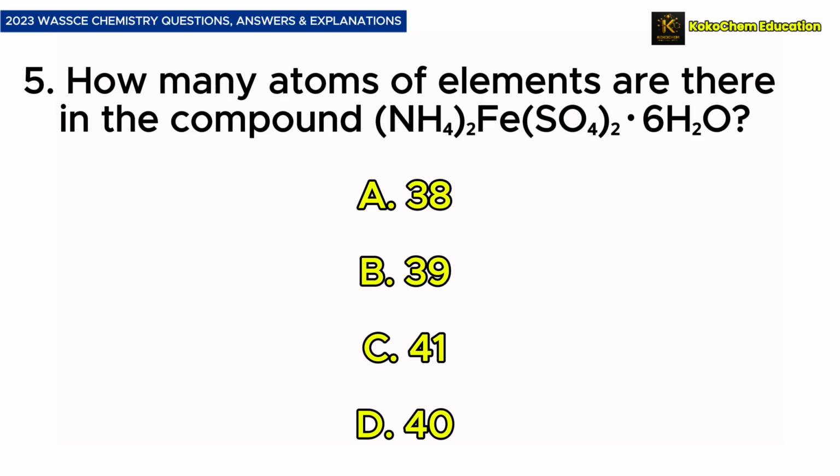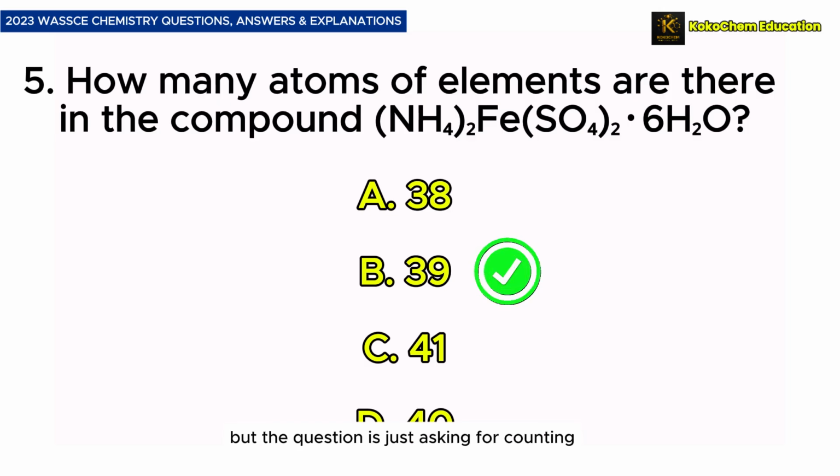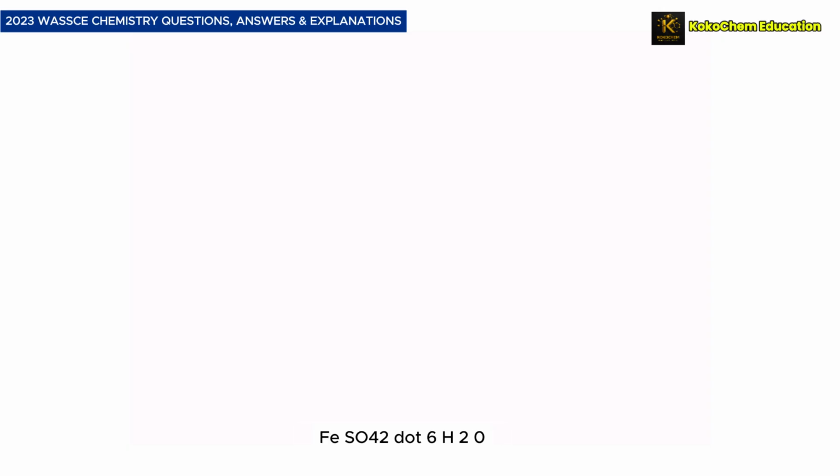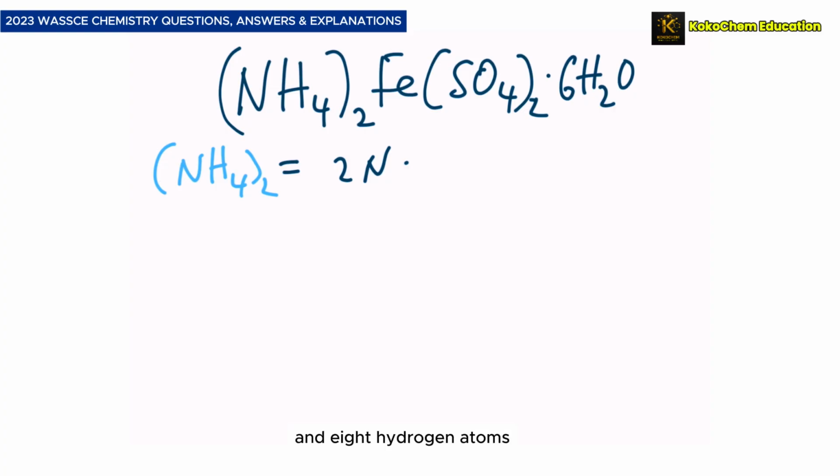The correct answer is B, 39. Explanation: this might look scary, but the question is just asking for counting, so we are going to count it piece by piece. Okay, so we have (NH4)2Fe(SO4)2.6H2O. Let's start with (NH4)2. This will give you 2 nitrogen atoms and 8 hydrogen atoms. 4 times 2 gives you 8.